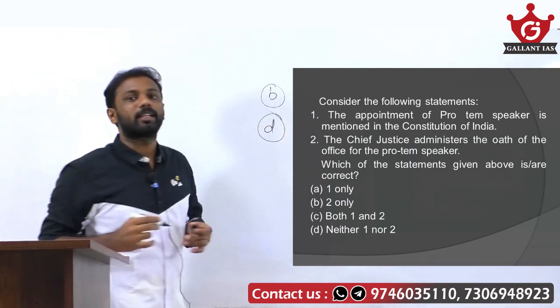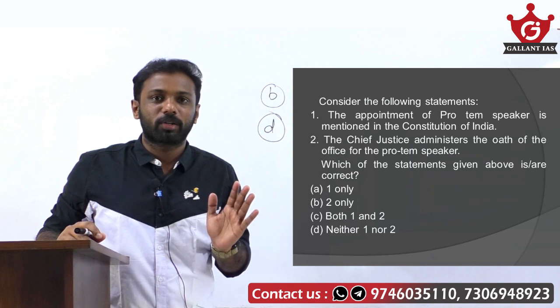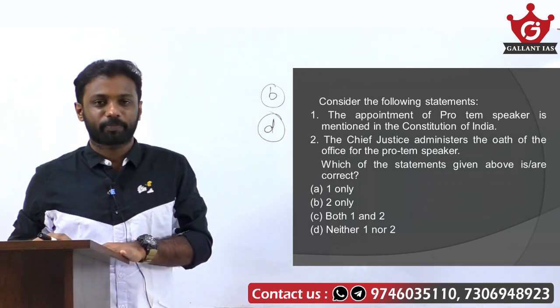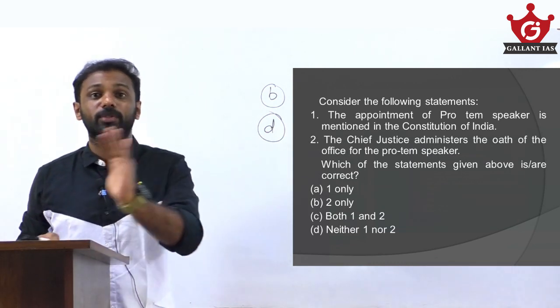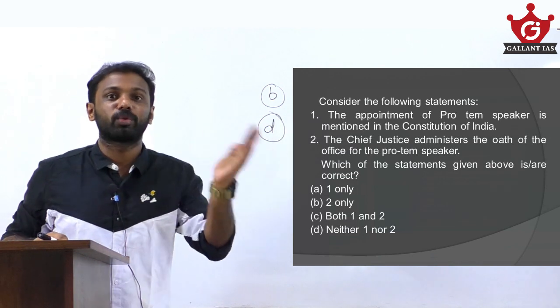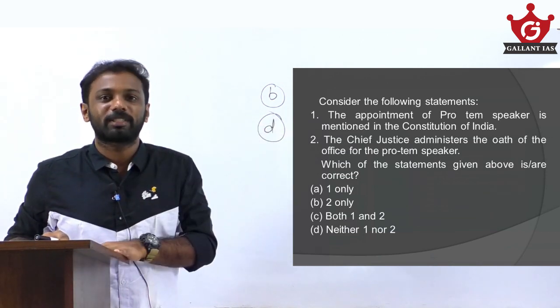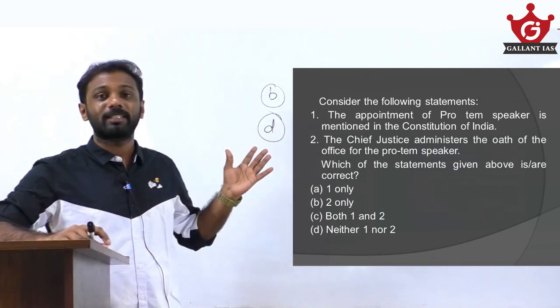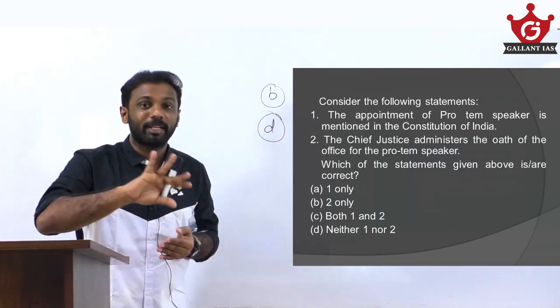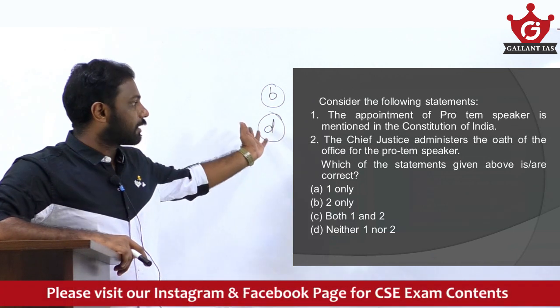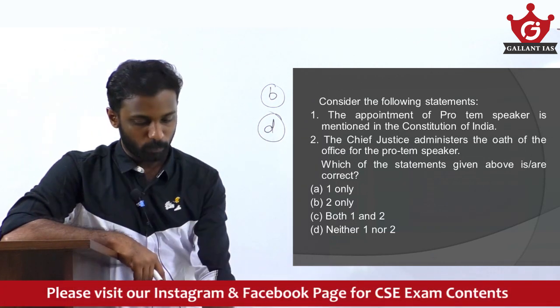When you go through various offices, please note down who appoints whom, who administers oath to whom, who resigns to whom, and how an office can be removed. These things you must take care of, because based on this, questions can be tricked or interchanged. So here the answer is option D, that is neither 1 nor 2.